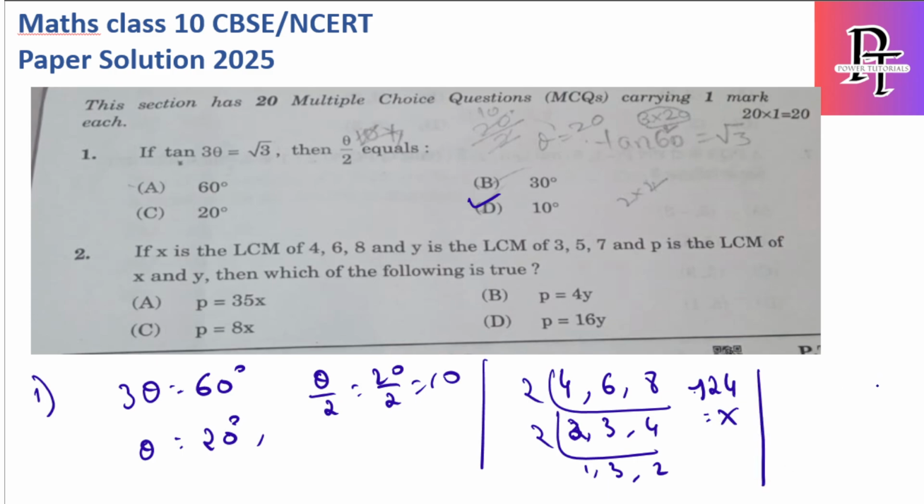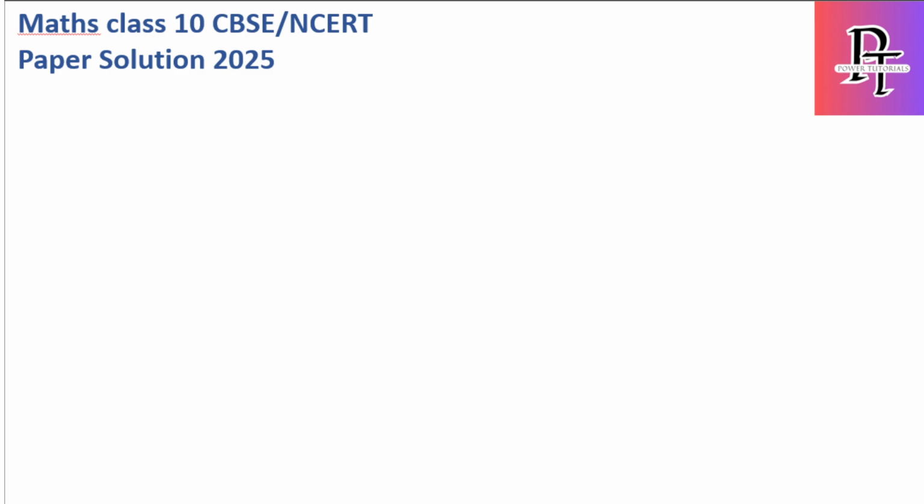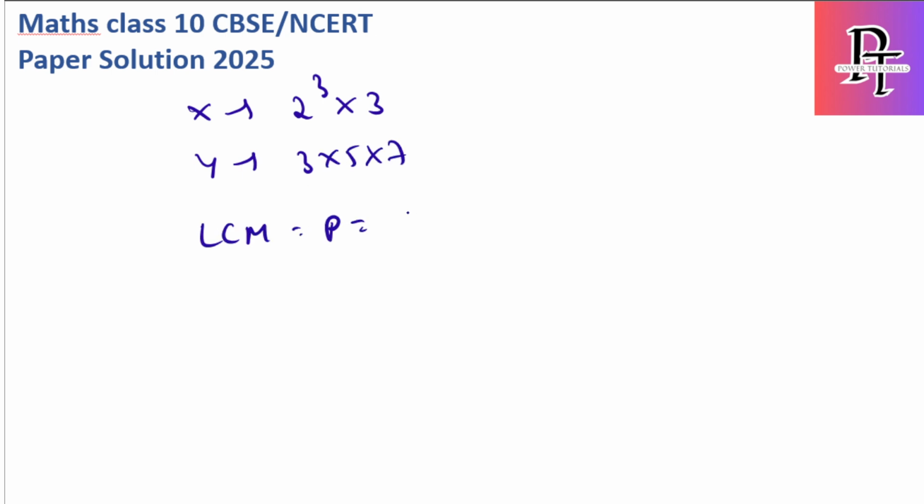With respect to Y value, Y is LCM of 3, 5, 7. 3, 5, 7 are prime numbers, so simply 3 into 5 into 7 is equal to Y. Let's keep it aside. Now they're asking LCM of X and Y, which is 24 and 3 into 5 into 7. Let's write in the next page. X is 2 cube into 3, Y is 3 into 5 into 7. So the LCM of these two, which they have mentioned as P in the question, is 2 cube into 3 into 5 into 7.